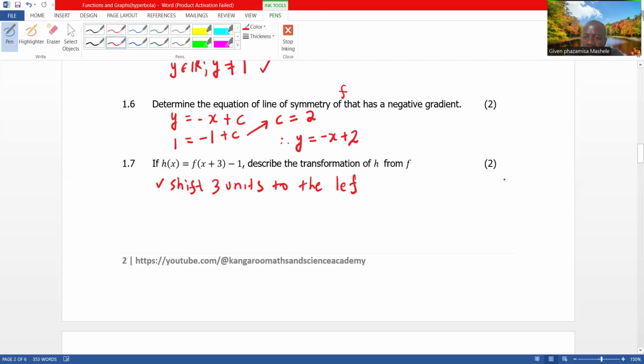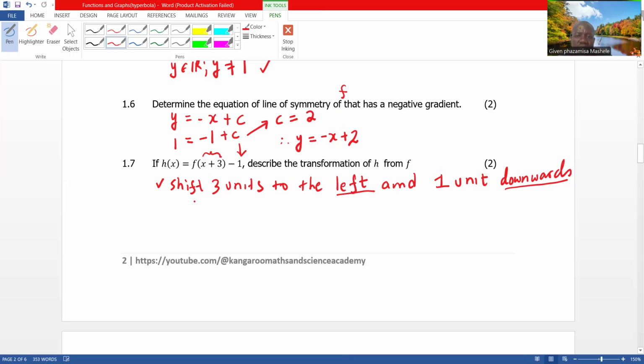One unit downwards. So this is what is going to happen. The graph will shift 3 units to the left and 1 unit downwards. The left, because this plus 3 is affecting the x, and the negative 1 is actually affecting the y. Actually, the plus 3 is affecting the x, but particularly the p. So the graph will shift 3 units to the left and 1 unit downwards.